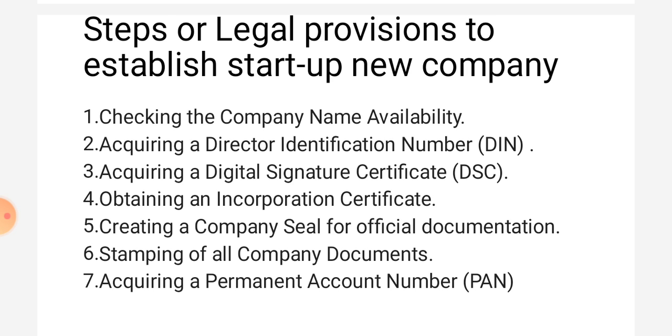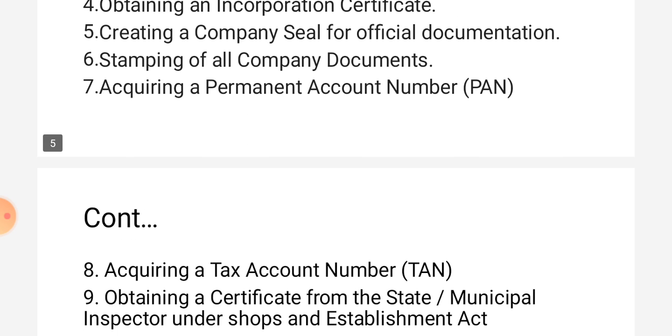Then, creating a company seal for official documentation. They have to create a company seal and stamp all company documents. That is also very important. Stamping all the company documents, whether it is the memorandum of association, articles of association, the prospectus, or any other documents necessary to start a company. And number 7, acquiring a permanent account number. The company has to apply for the permanent account number, PAN, and acquire it.